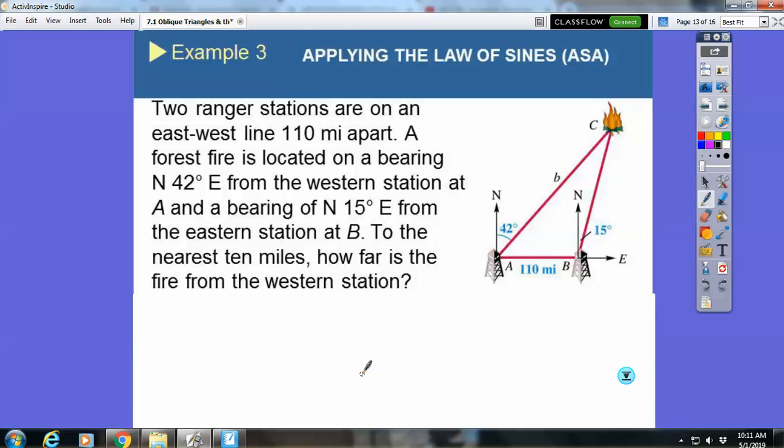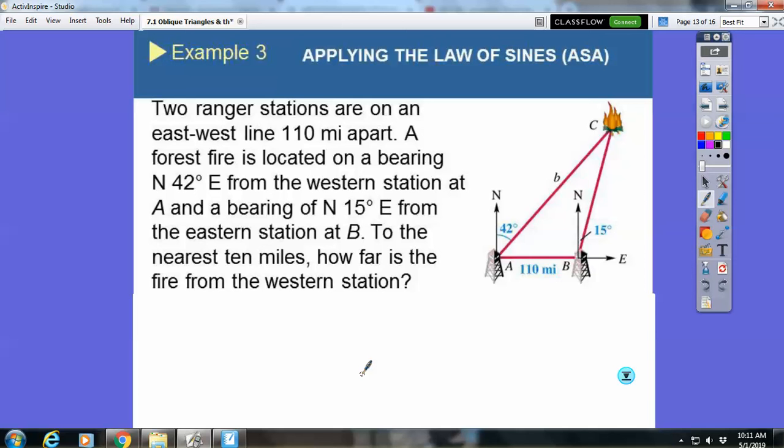Two ranger stations are on an east-west line 110 miles apart. How many significant digits is 110? 2. Since there's no decimal, we don't count that zero. A forest fire is located on a bearing north 42 degrees east from the western station at A, and a bearing of north 15 degrees east from the eastern station at B. To the nearest 10 miles, how far is the fire from the western station?